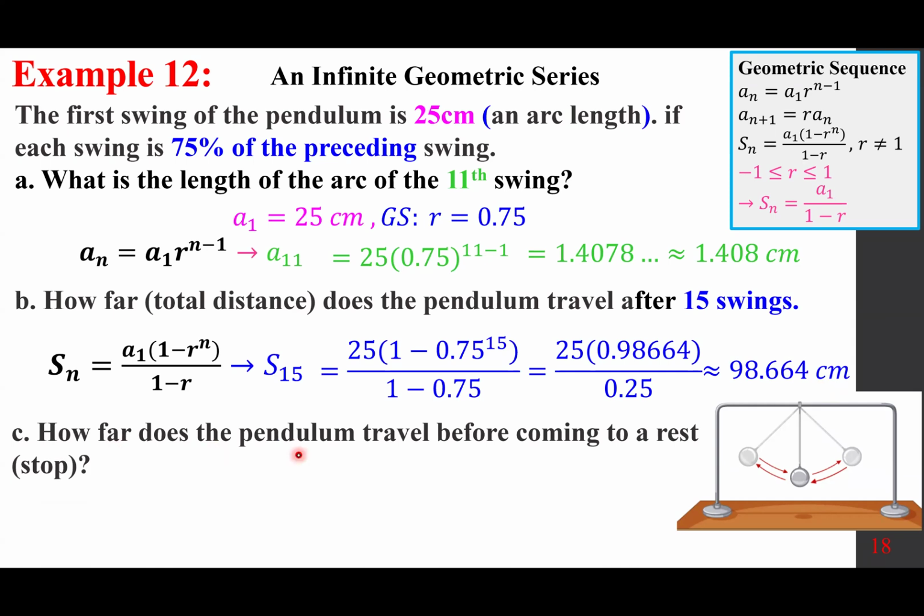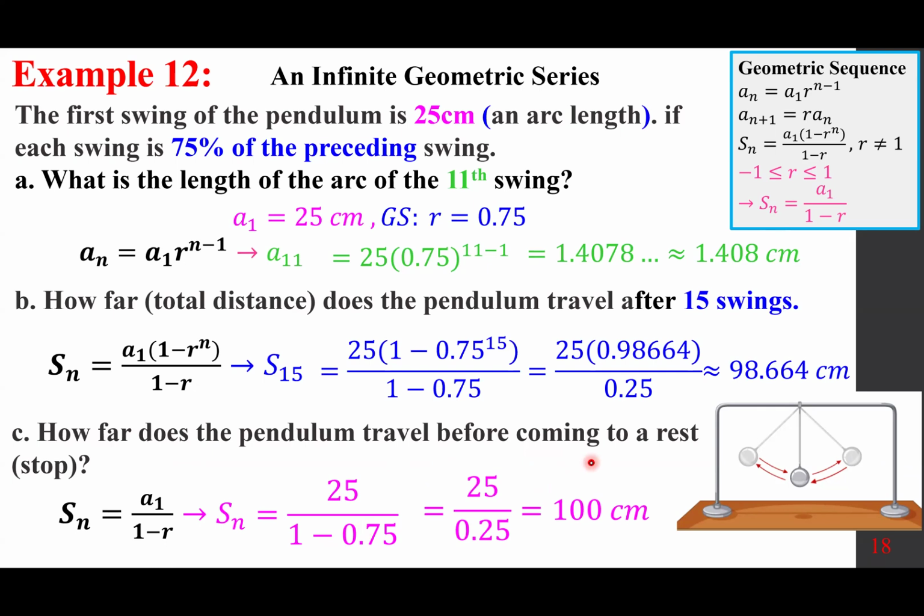How far does the pendulum travel before coming to a rest, to stop? Now, because it's 0.75, what this is asking is, what if it continues indefinitely until it stops? So you want this one, a sub 1 over 1 minus r. So 25 over 1 minus 0.75. This is 0.25. This ratio is 100. So it goes for 100 centimeters before it stops.